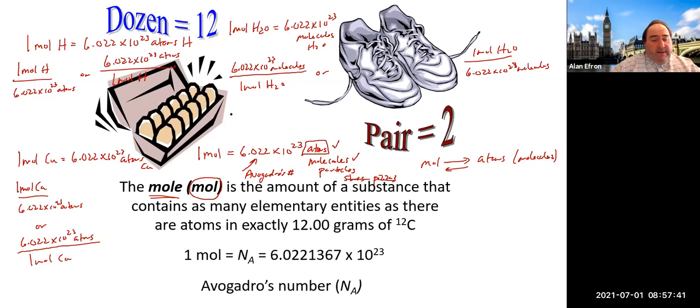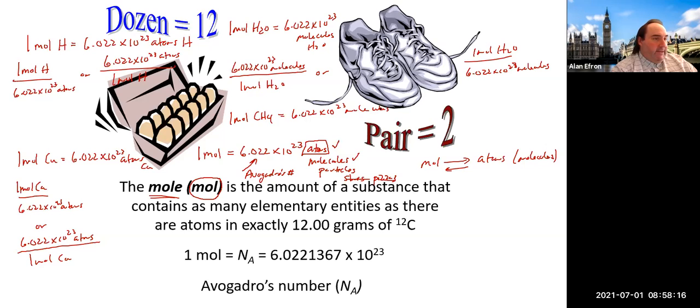And again, you could do that for anything. 1 mole of CH4, also a molecule, would be 6.022 times 10 to the 23 molecules. So again, we use Avogadro's number really as that conversion factor, as I mentioned, to go between atoms and molecules and moles.